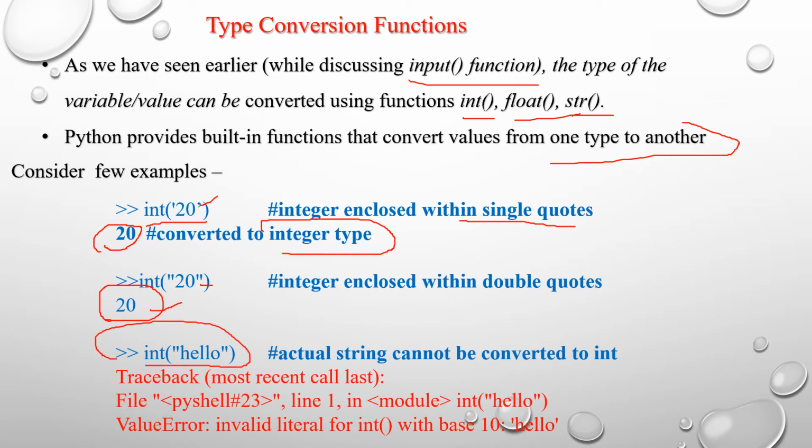Here, int of "hello world". So hello is enclosed with double quotes, so it is treated as a string. Hello is the actual string, and this string cannot be converted to an integer. The Python interpreter will give a traceback error.